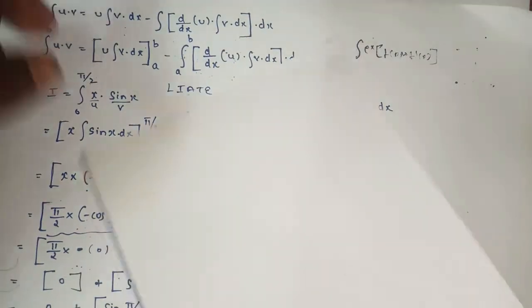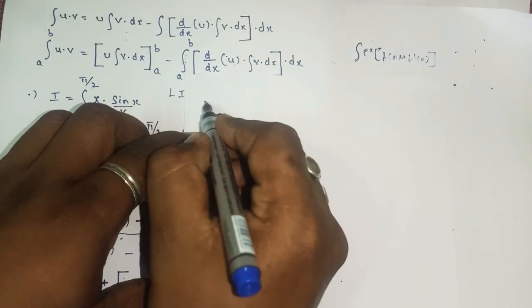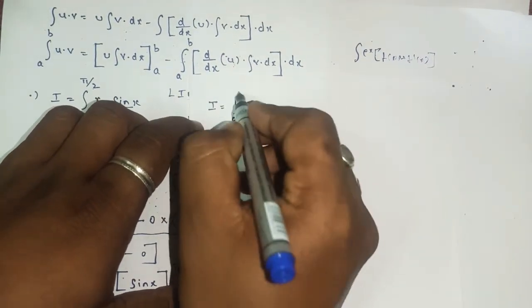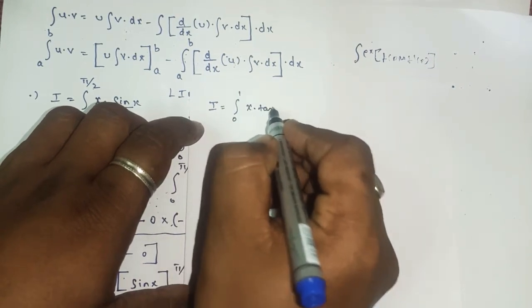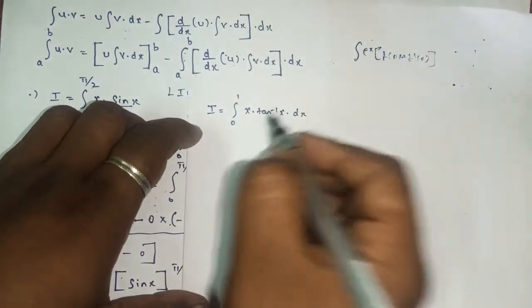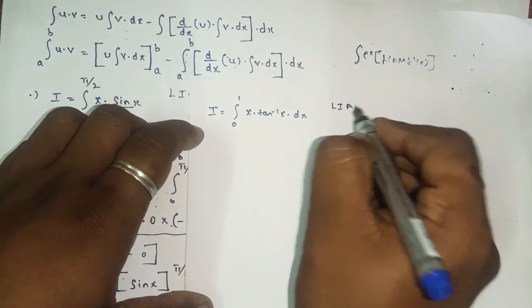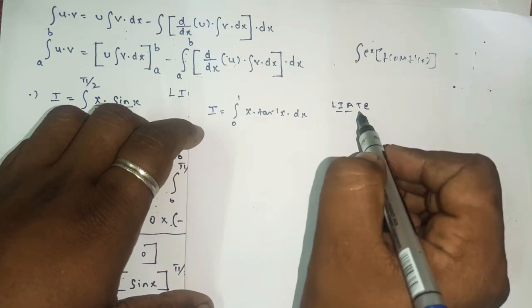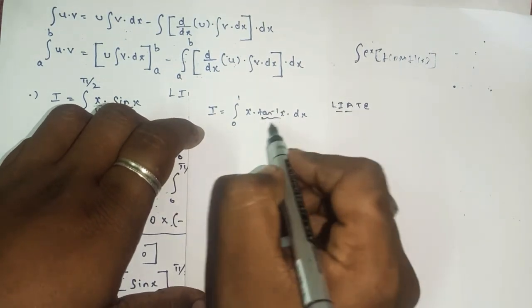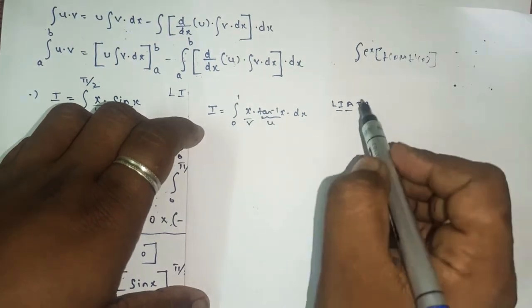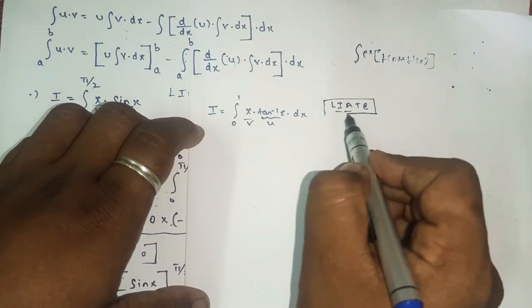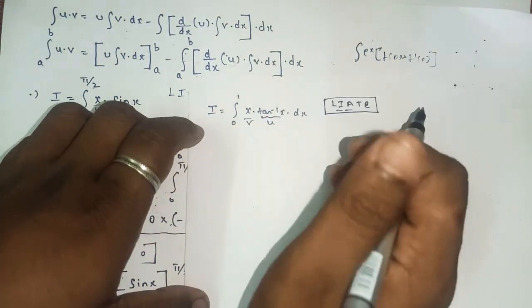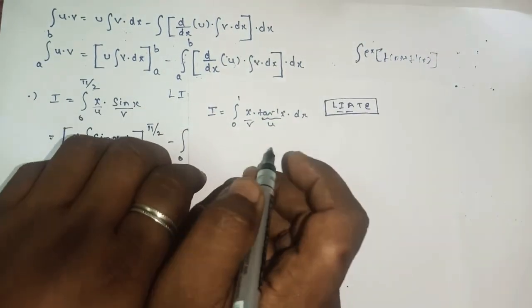I equals 0 to 1, x into tan inverse x into dx. According to LIATE, inverse comes first and then algebraic. Yes or no? So for this part we'll take tan inverse as u and x as v, with respect to this order. First comes first, we consider the first part as u and the second part as v.